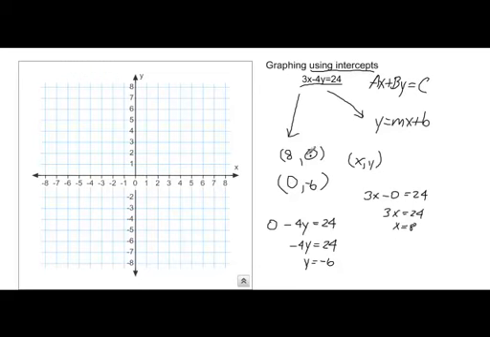I've got these 2 coordinates here that I can now plot on my graph. 8, comma 0: 8 in the x direction, 0 in the y, gives me this coordinate right here. This one is 0, comma negative 6: 0 in the x direction, negative 6 in the y direction. We all know that it only takes 2 points to generate a line. So what we have now is a line that connects those 2 points, and that is how to graph using the 2 intercepts.